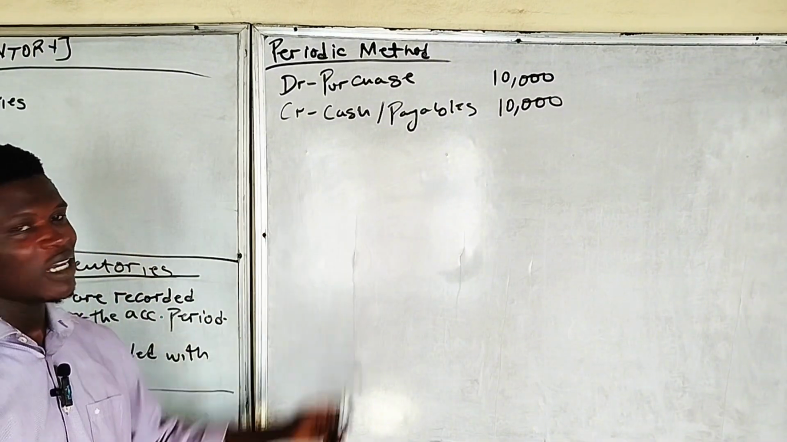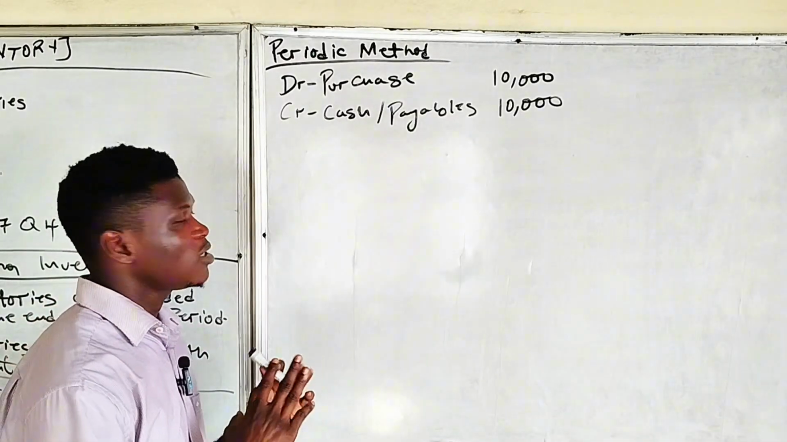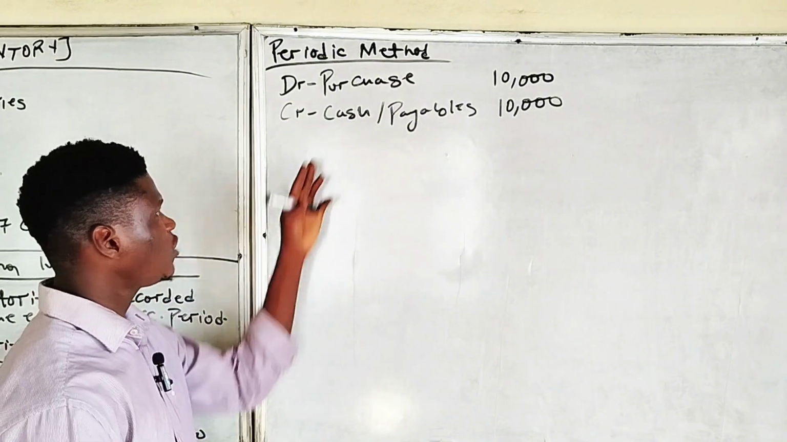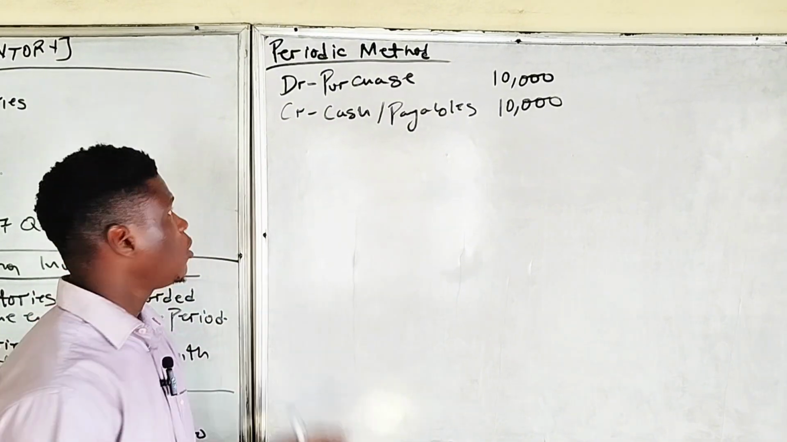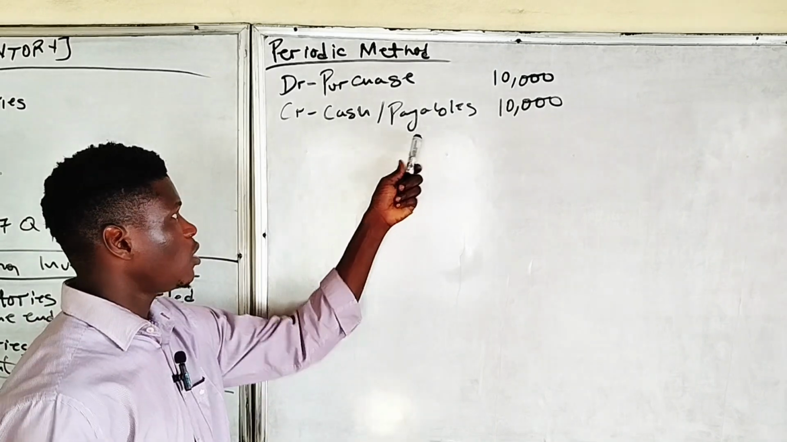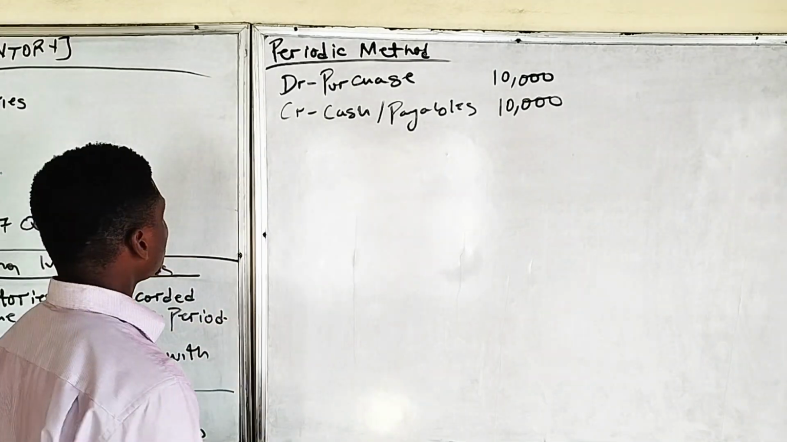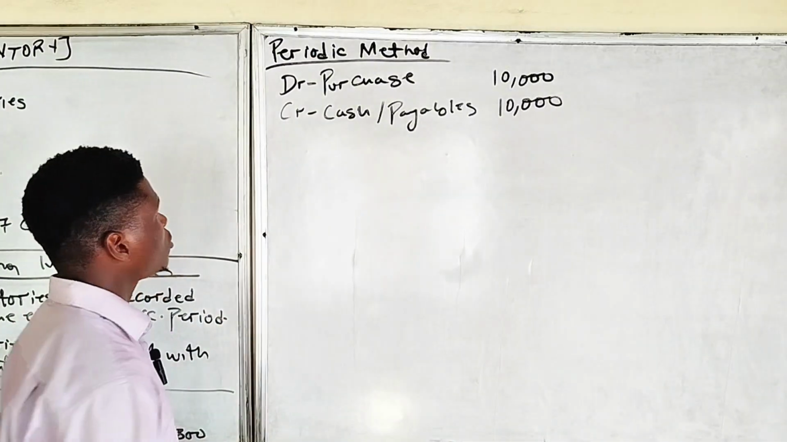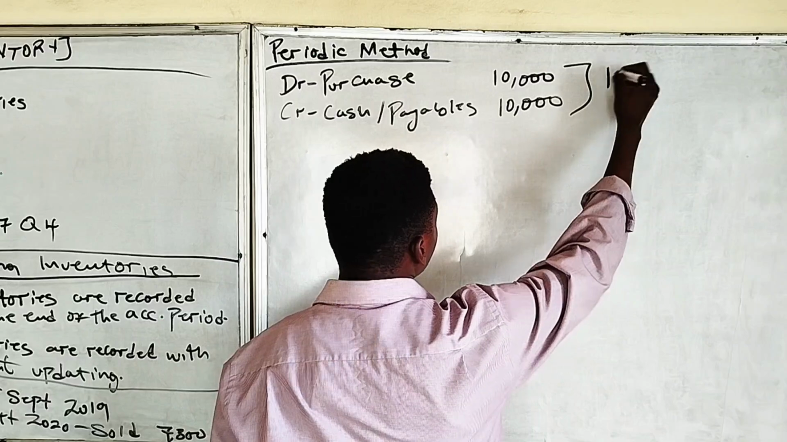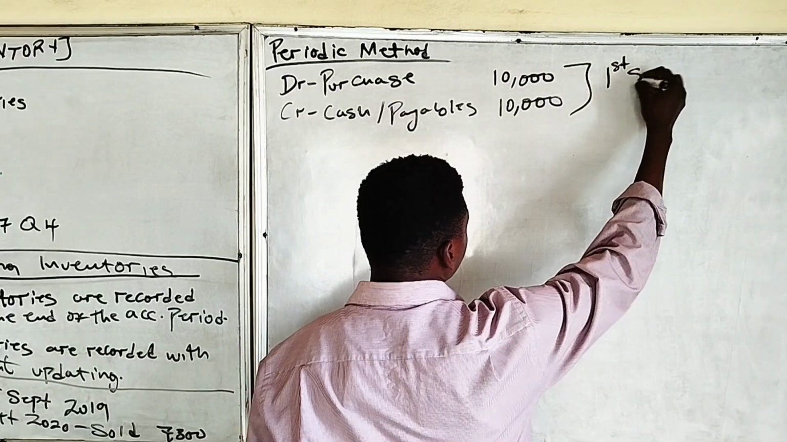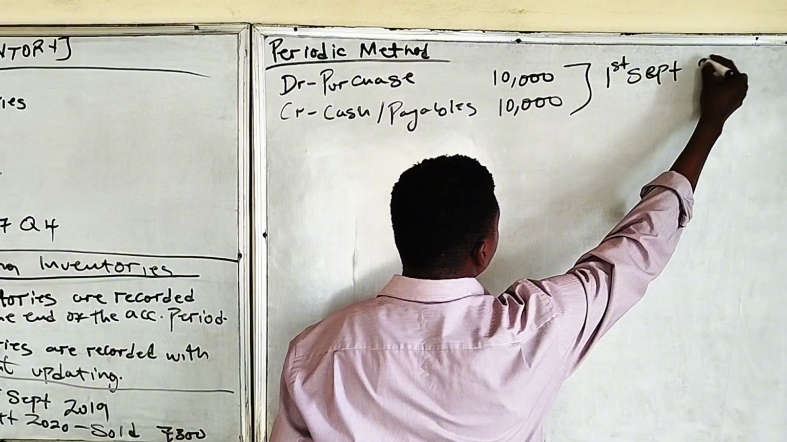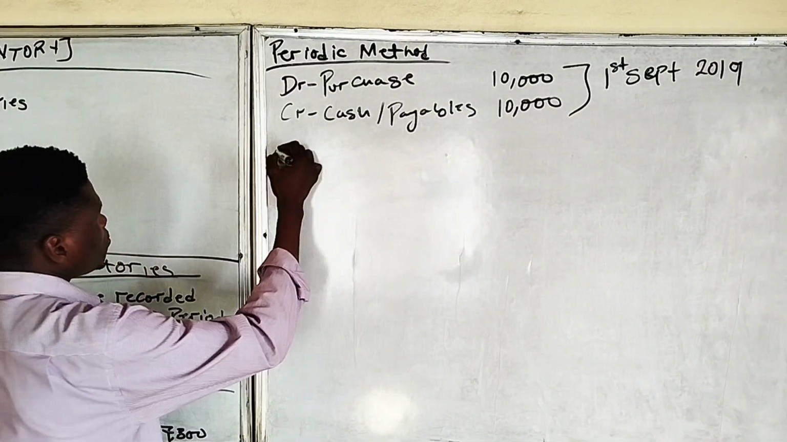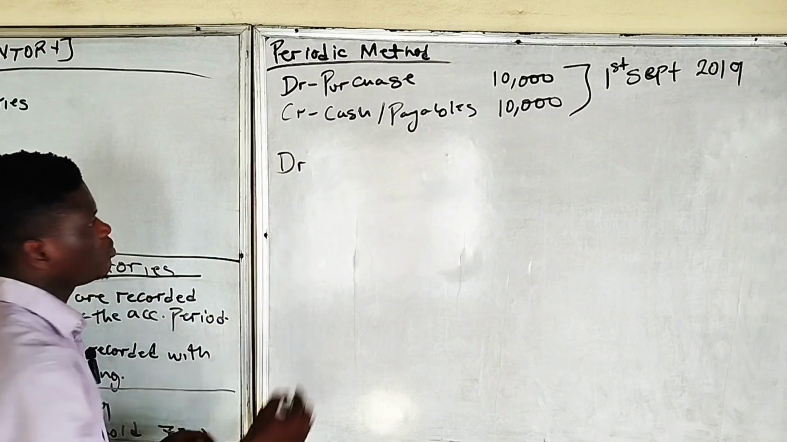That's at the initial period. Every time we purchase goods, we will debit purchases and credit either cash or payables. Cash is if we actually paid for the goods at that time, or if we purchase them on credit, it will be payables. So at the end of the period, remember this is periodic. We only recognize inventory at the end of the accounting period. So this is as at 1st September 2019. Now at the end of the period, we'll recognize inventory.